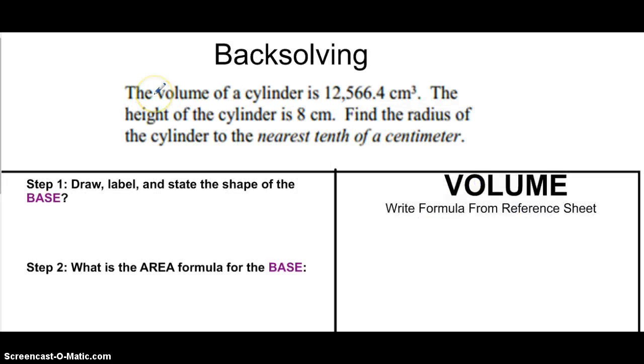Now let's do a little back solving, okay? The volume of a cylinder is this big number. The height of the cylinder is 8. We want to find the radius of the cylinder. Now the steps don't change at all, okay? So everything stays exactly the same.